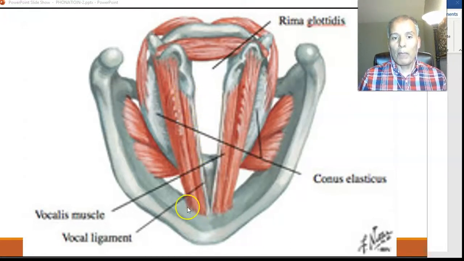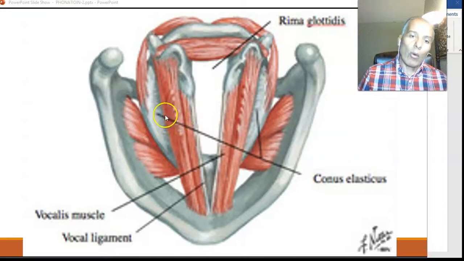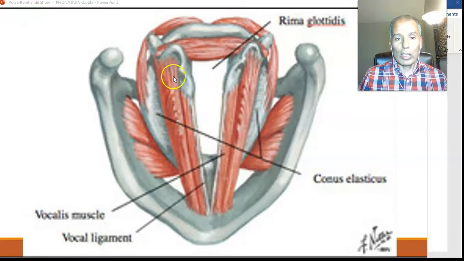Thyrovocalis, vocalis. And the bigger, more massive part of the vocal fold, on the opposite side, away from the glottis, is called the thyromuscularis because it is attached to the muscular process of the arytenoid.